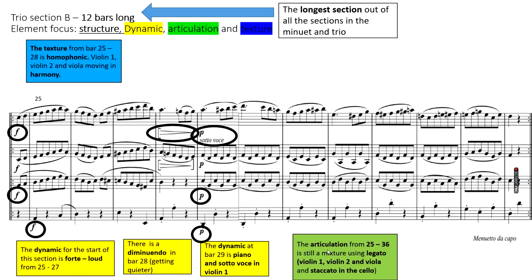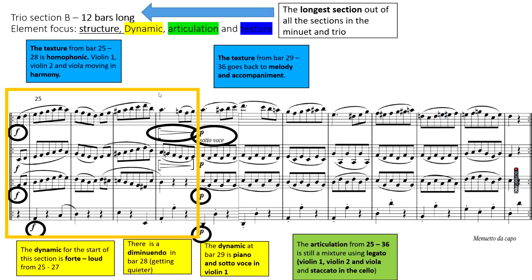When we're looking at the texture, from bars 25 to 28 it is homophonic. That's because violin 1, violin 2 and the viola are moving in harmony. So I've just put a box around that. That would be described as a homophonic section because everything is moving at the same time but in harmony.